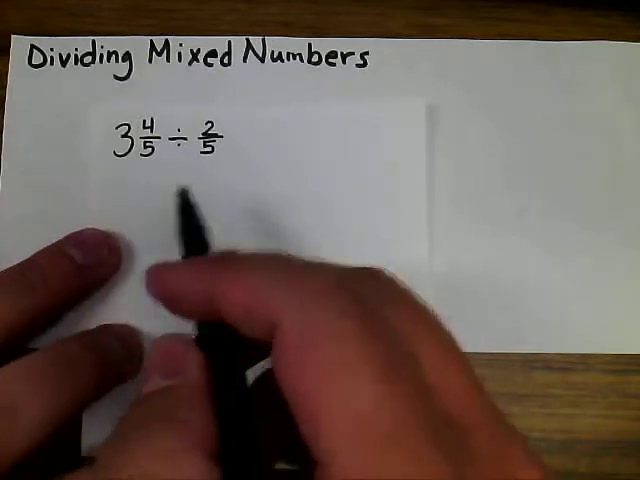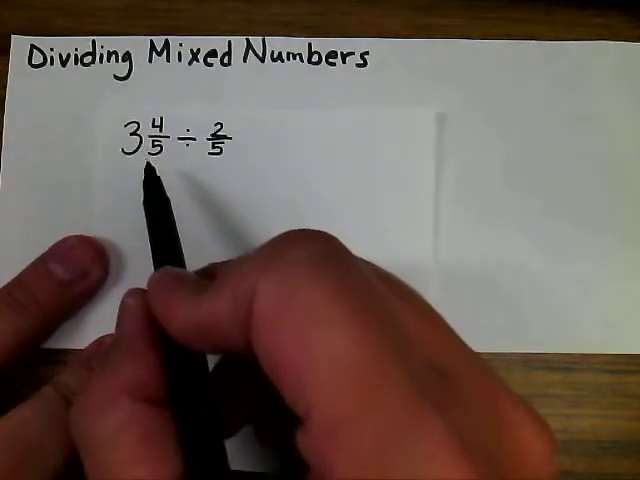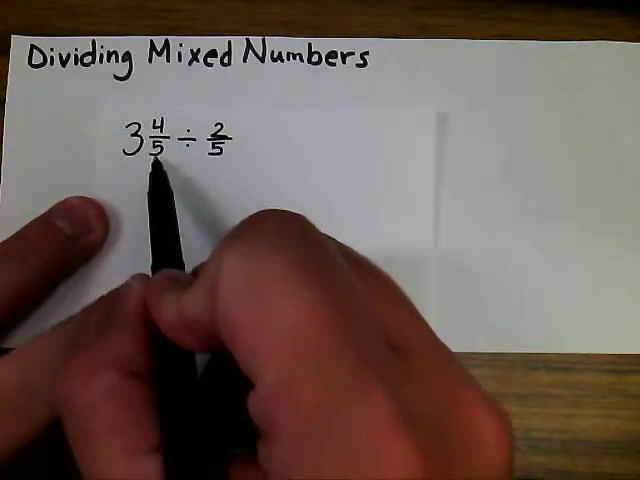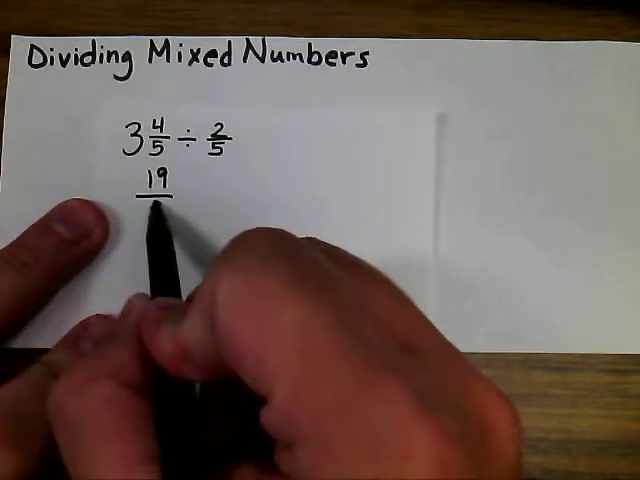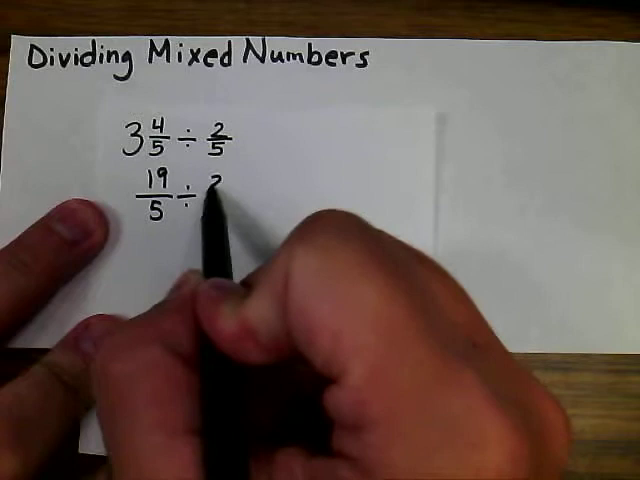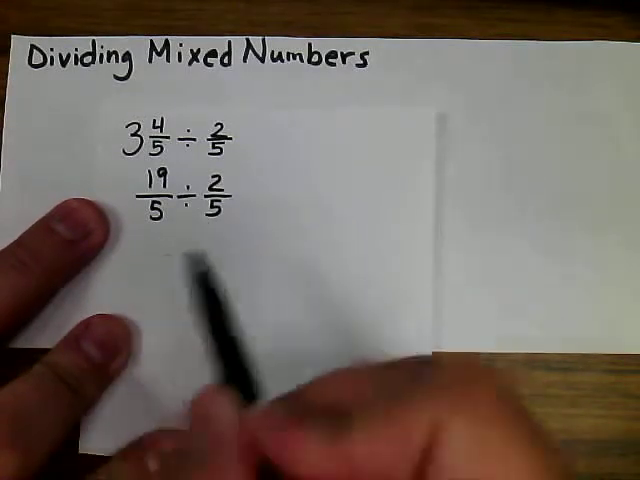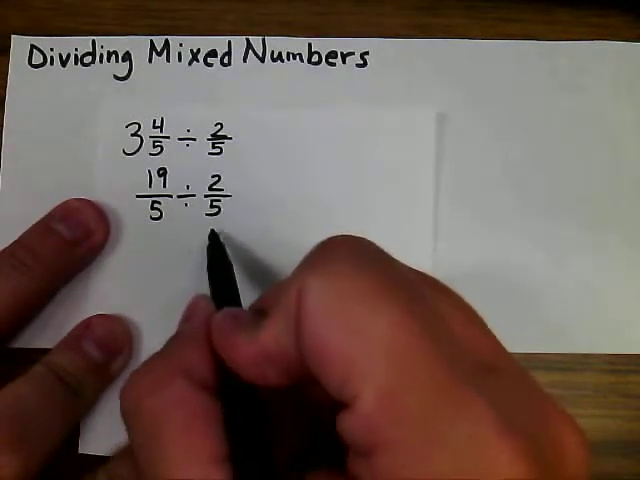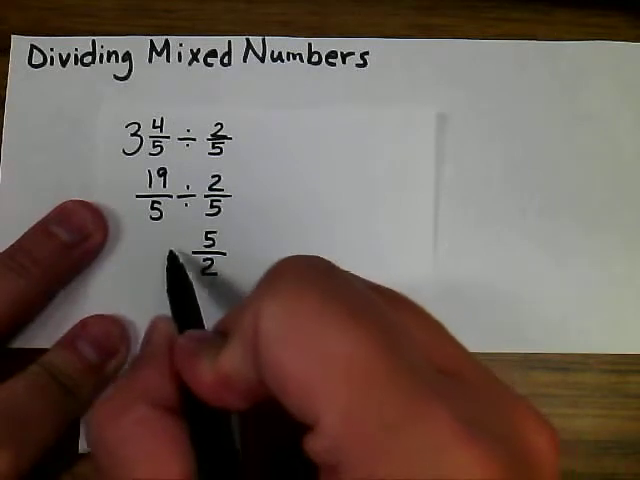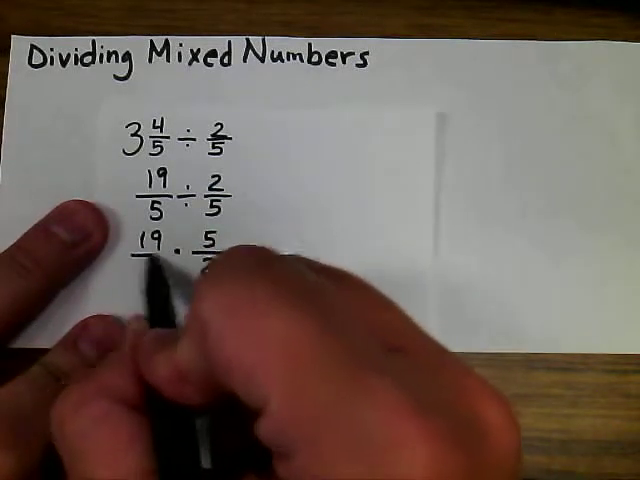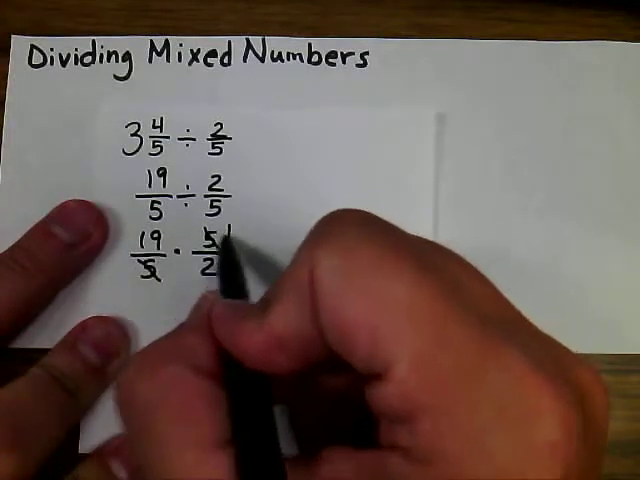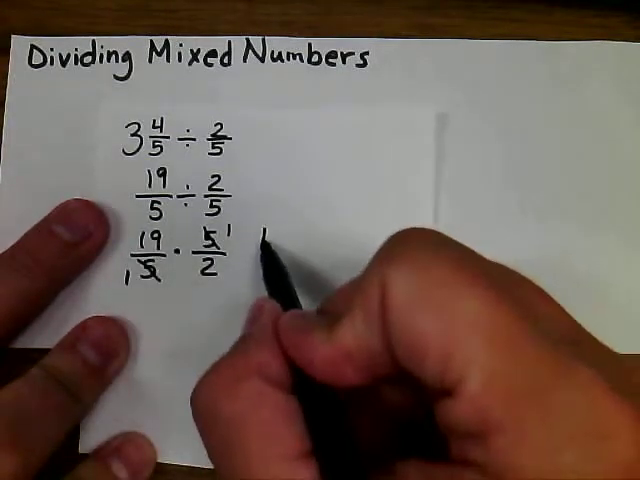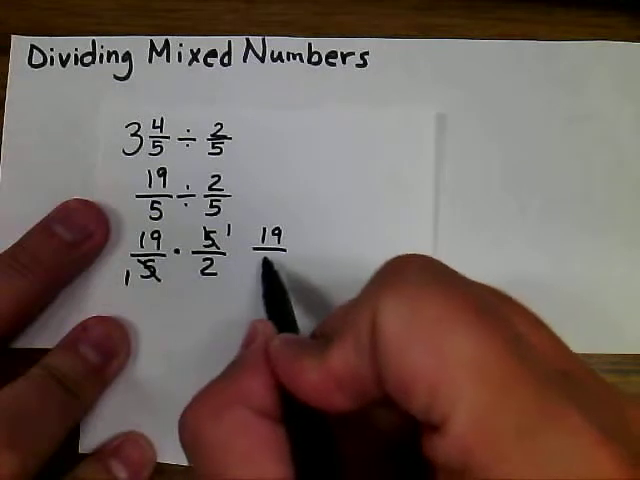Now we're still going to follow step one, which is to change our mixed numbers into improper fractions. 5 times 3 is 15, plus 4 is 19 over 5, divided by 2/5. Now that's our new problem. Now we're going to remember to reciprocal our right fraction and change to multiplication. In this situation, I can cross cancel or simplify on the diagonal. 19 times 1 is 19. 1 times 2 is 2.